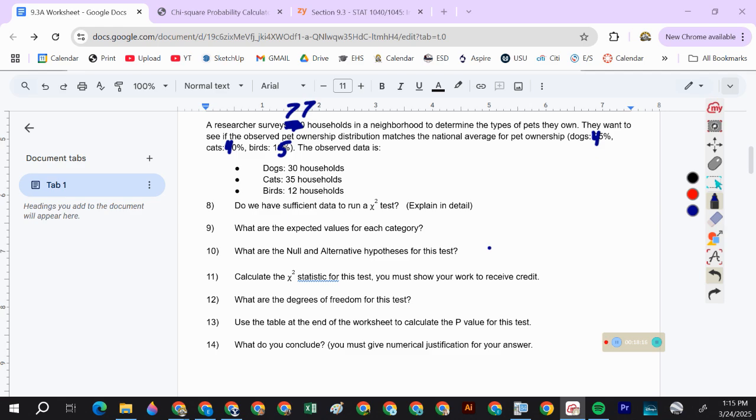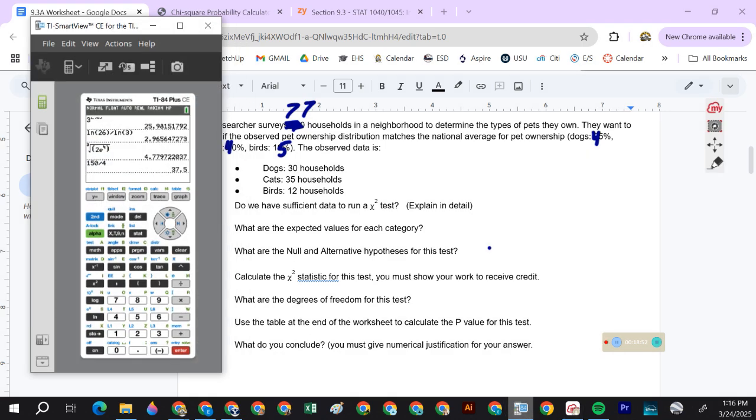All right, number 8. Do we have sufficient data to run a chi-squared test? Yes. Why? We have at least 10 entries in every category. Okay? So now, what are the expected values for each category? Are we expecting that they're all going to be equal? No. So how do we figure out how many dogs we expect? You're going to take 45% and multiply it by the 77 from your sample. So 0.45 times 77.